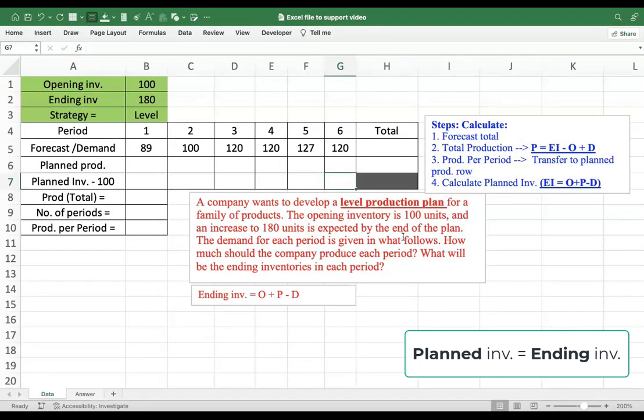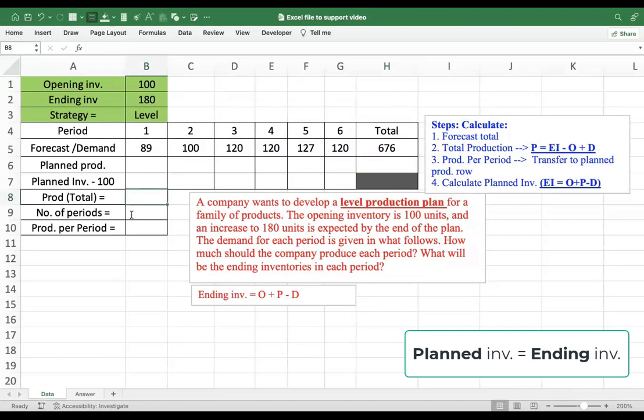The demand for each period is given in what follows: how much should the company produce and what will be the ending inventory. So in this case, we'll be developing a production plan. Now, because we will be using level strategy, our first step is to calculate forecast total. So this is our forecast and demand. We'll be calculating the total, which means 89 plus 100 plus 120 plus 120 plus 127 plus 120. And for that, I'll use the sum of all these 6 periods. Total demand is 676.